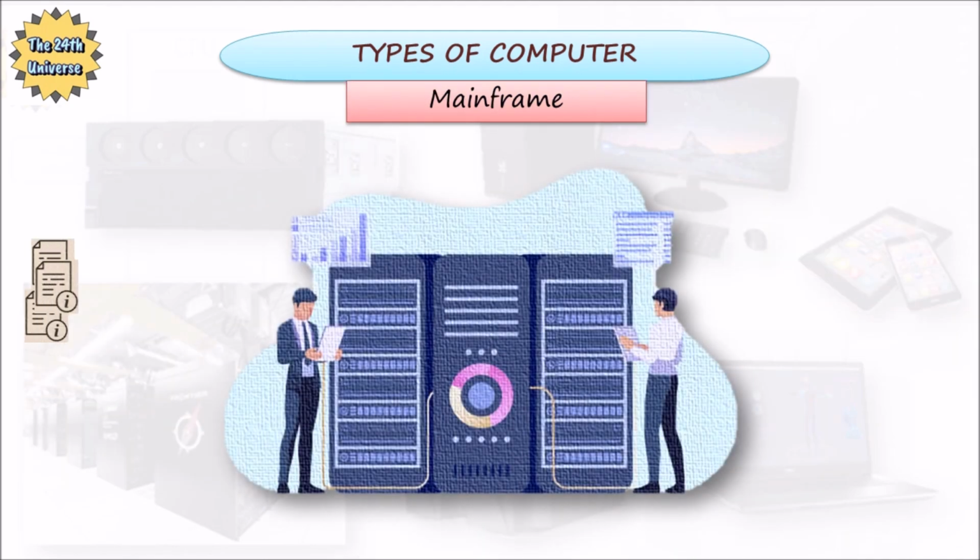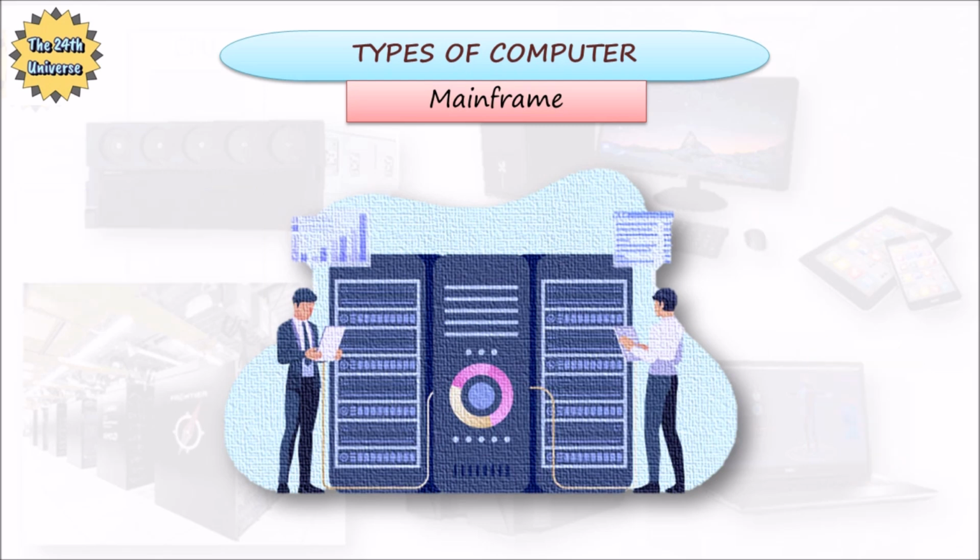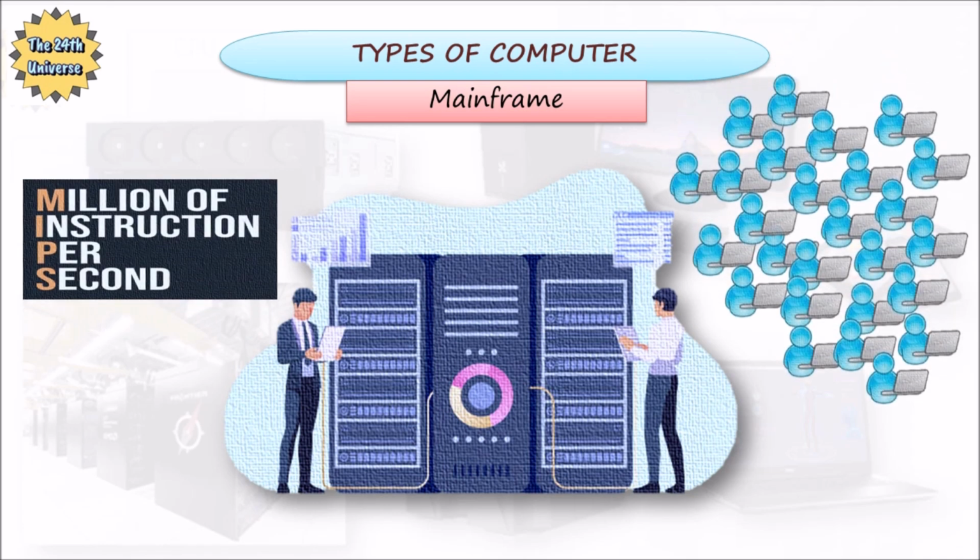The next is mainframe. Mainframe computers are capable of handling and processing very large amounts of data quickly. A mainframe, also known as big iron, is a high performance computer used for large scale, compute intensive purposes and tasks that require greater availability and security than smaller scale machines.